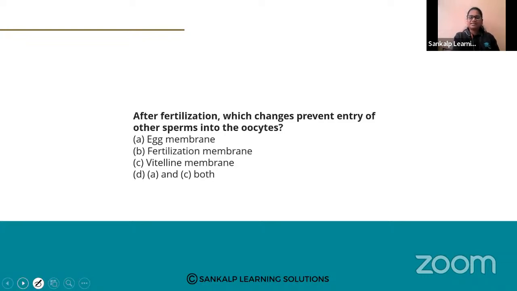After fertilization, which changes prevent the entry of other sperms into the oocyte? A sperm will enter the oocyte, and after the entry of one sperm, the other sperms will not enter. So which change prevents the other sperms from attacking? Option A, egg membrane. Option B, fertilization membrane. C, vitelline membrane. D, A and C both.